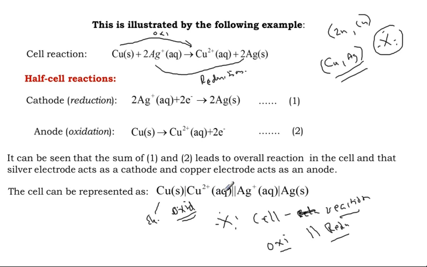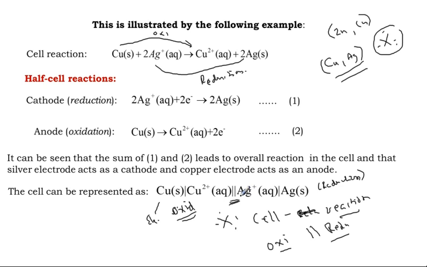Then this is the left half cell, that is the oxidation half cell. It is separated by the salt bridge from the Ag+ electrolyte, which after reduction deposits over the silver electrode in its pure form. This is a reduction. So in the cell reaction, left side is oxidation, right side is reduction, and in between is the salt bridge.